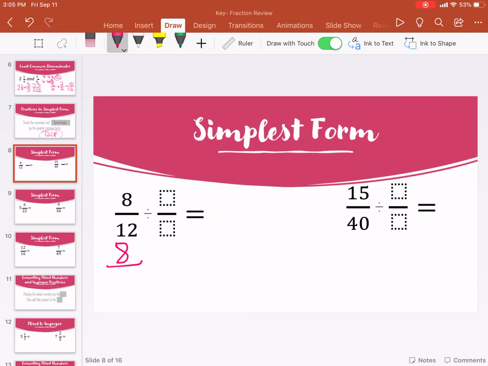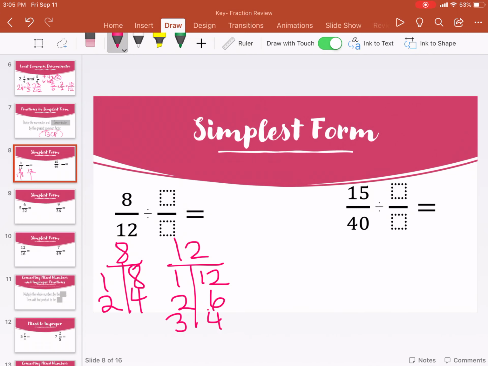Well, we can do our T-charts. 1 and 8, 2 and 4, 1 and 12, 2 and 6, 3 and 4. GCF is 4. So yes, you could have divided both by 2, but that's not going to get it to be the simplest form. So 12 divided by 4 is 3. 8 divided by 4 is 2. So it's 2/3 in simplest form.